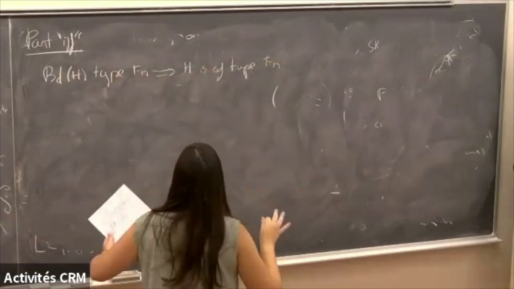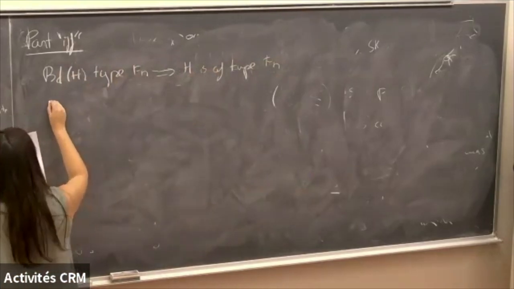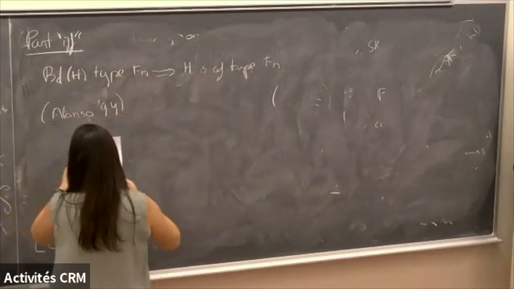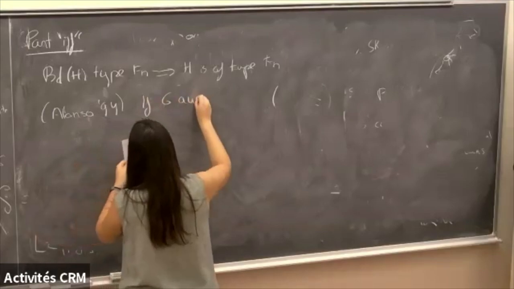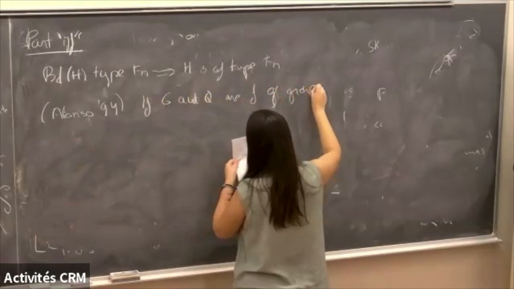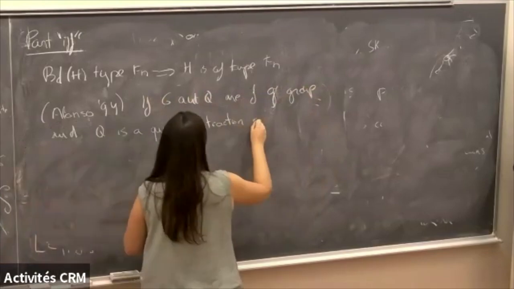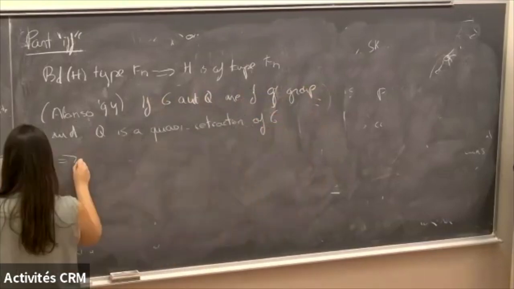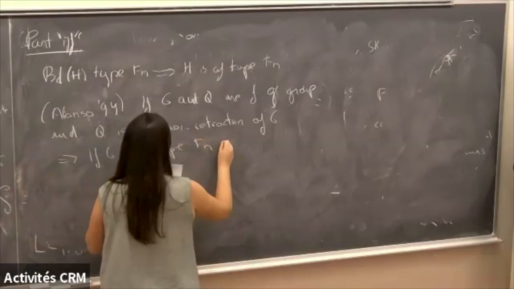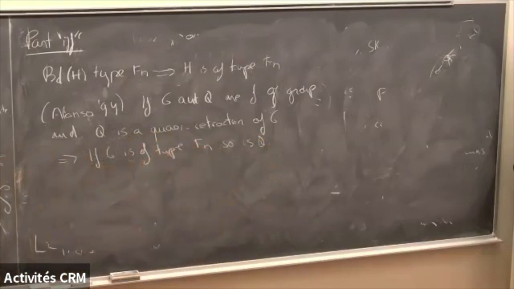And this is very quick because we just have to show that H is a quasi-retract of this, because we have this amazing theorem, this is Alonso '94, that says that if G and Q are finitely generated groups and Q is a quasi-retraction of G, then if G is of type Fn, so is Q. And the quasi-retraction is super obvious, and you are all going to understand, and I will be finished.